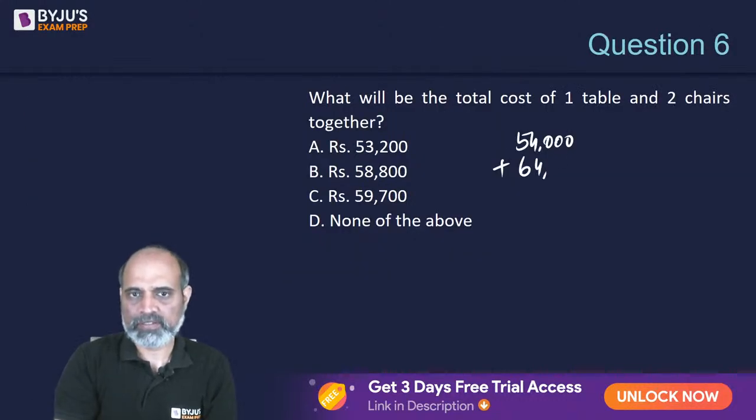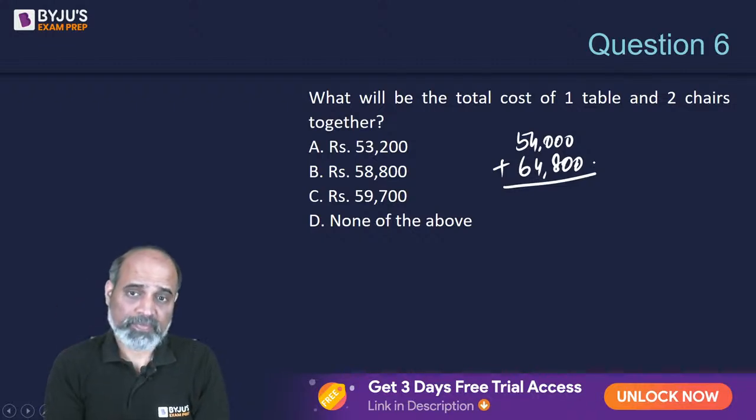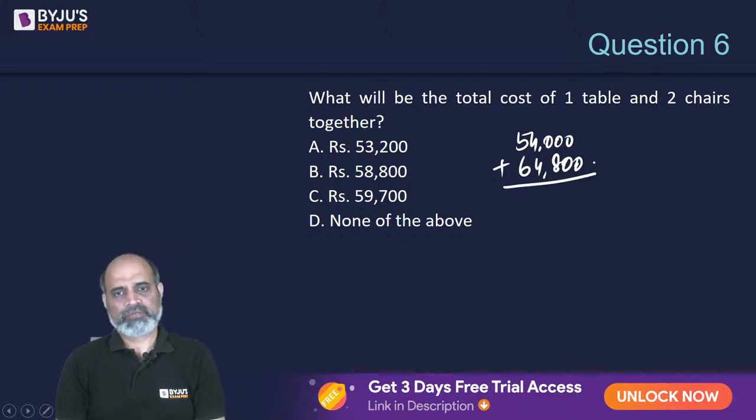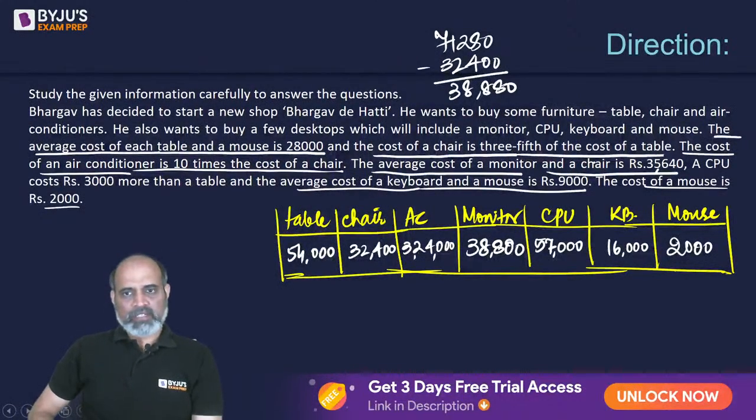64,800, which we add. Does it want to ask us the average? Hold on. Cost of a mouse is 2,000. The average cost of a keyboard and a mouse is 9,000. Is the average cost. So that would mean keyboard costs 16,000.